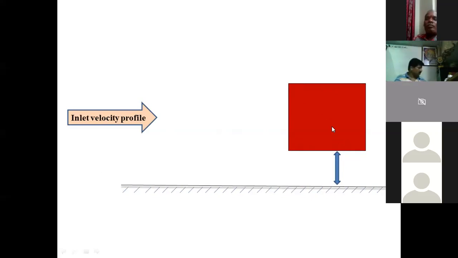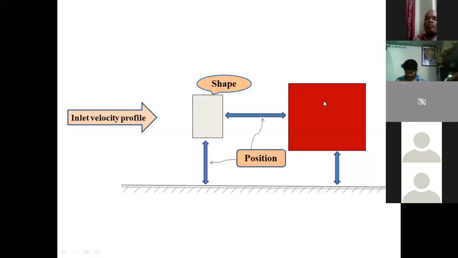Also, if there are multiple structures, suppose this is my one object, and if there are more than one object, this is the example of two objects. We can study the effect due to the presence of this upstream object, because flow is from this direction and this is my main object. So what is the effect due to the position of this upstream object? Position means with respect to this main object and with respect to this boundary, and also its shape.